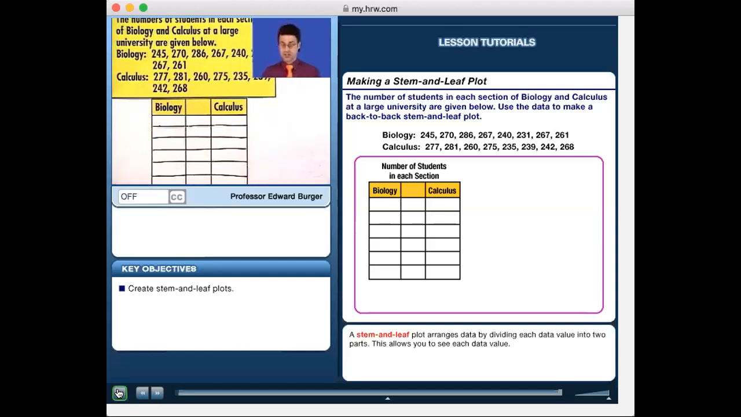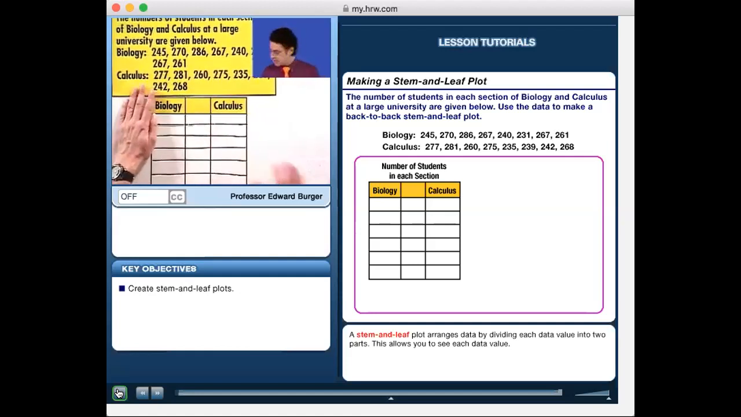So I better use 2 digits for this particular data set, and that's the power of analyzing data, to figure out what's the appropriate stem to use. So let's start with the smallest 2-digit prefix we see, which is 23.